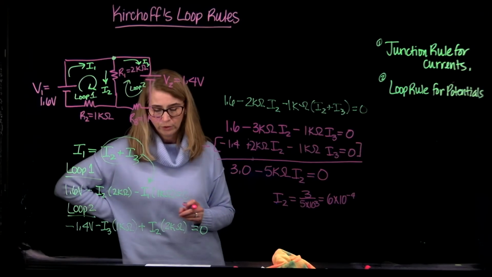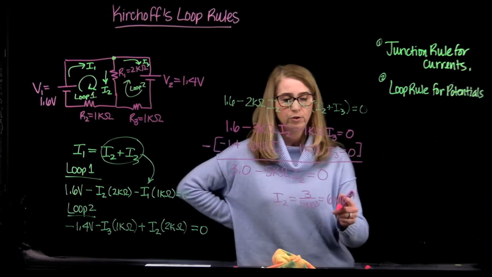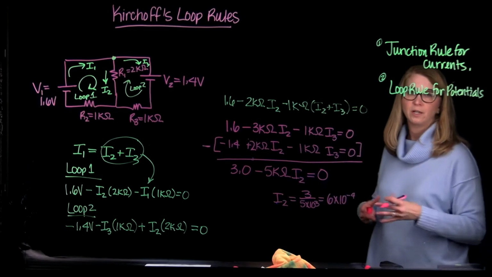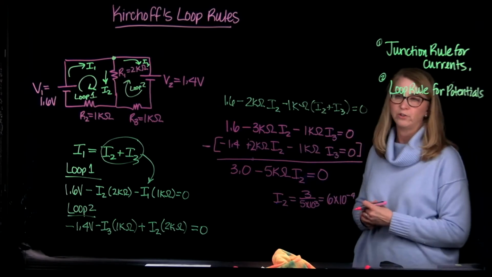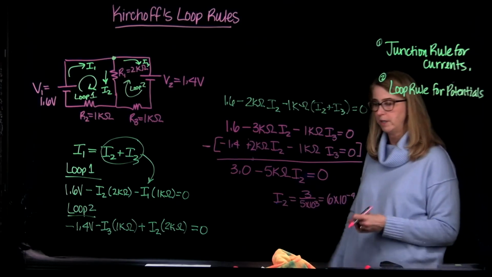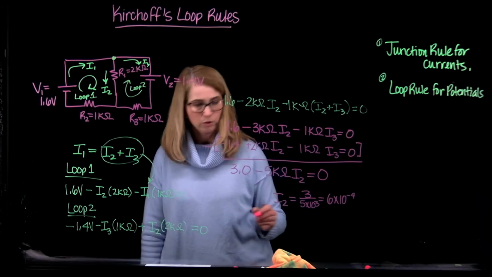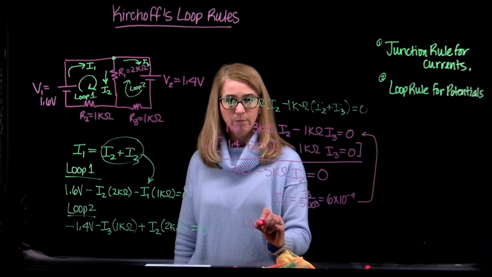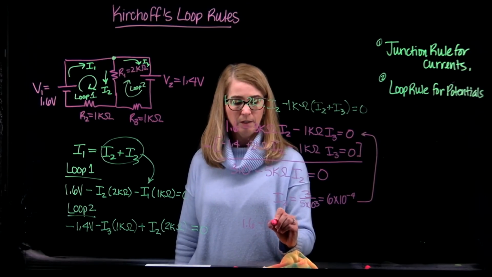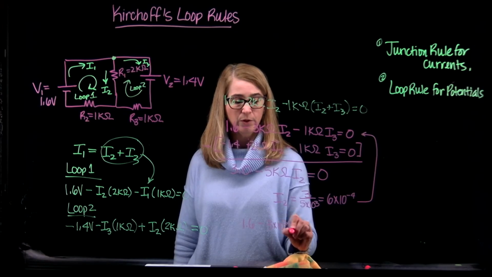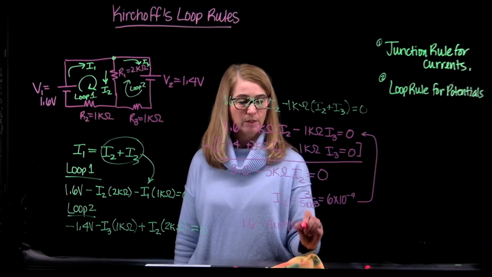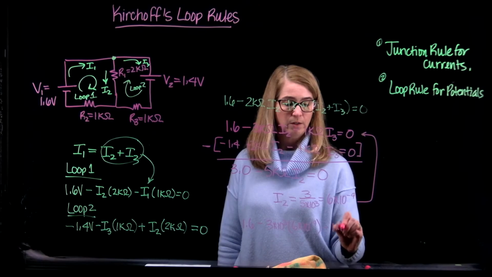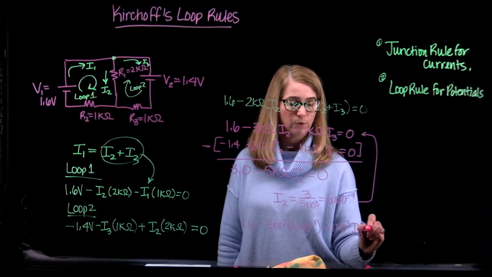Now I can use that current and substitute it into one of my other equations. I'm going to use that I2 in one of these two equations to solve for the other current, I3. So I substituted this into the top equation. So I got 1.6 minus 3 kiloohms. I'm going to do the 10 to the third just so I don't forget. 6 times 10 to the minus 4, minus 1 times 10 to the third times I3 equals 0.